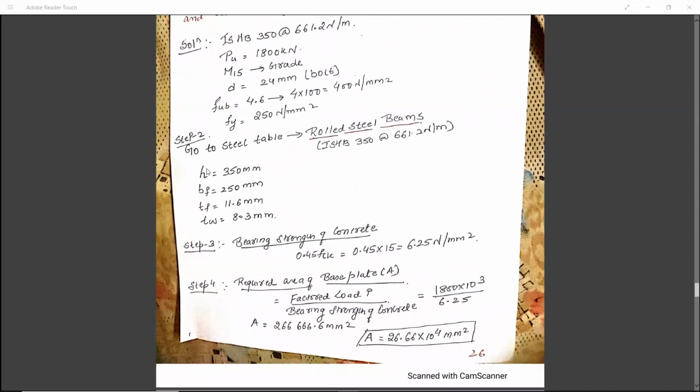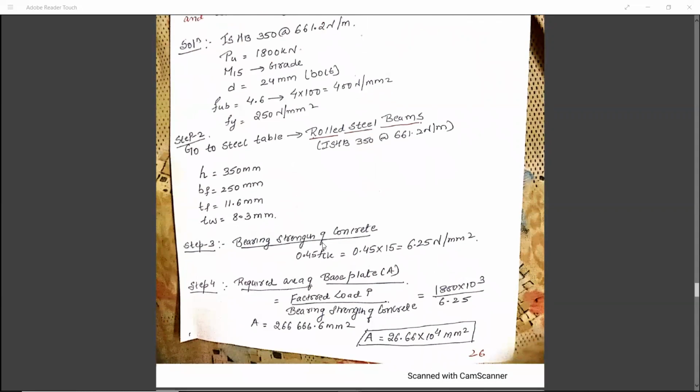Go to the steel table. In the steel table, you can find rolled steel beams. I have already told you where to go. Only in rolled steel beams, in the steel table, you can find this. This is table number 4. There you will find the depth H as 350 mm, breadth of flange 250 mm, thickness of flange 11.6, thickness of web 8.3. This is step 1. Step 2.